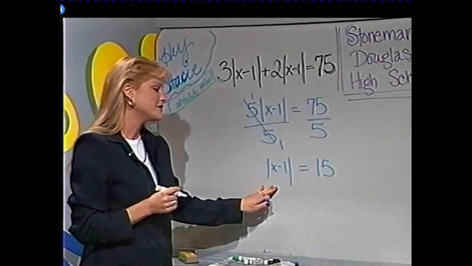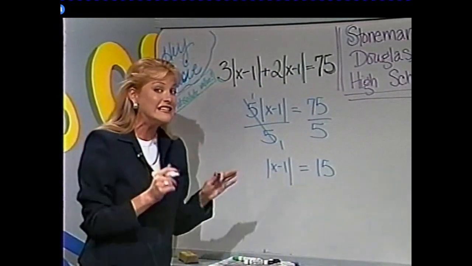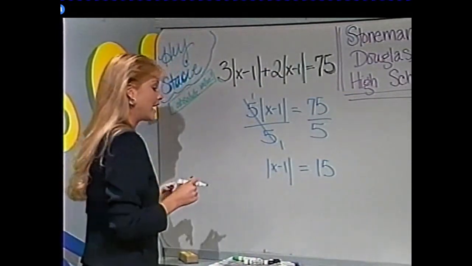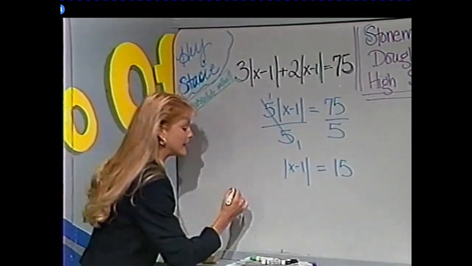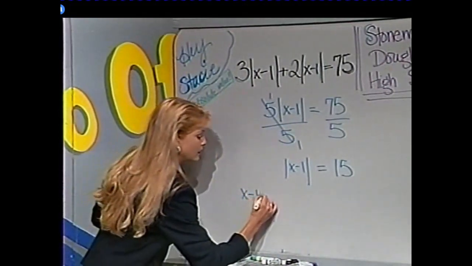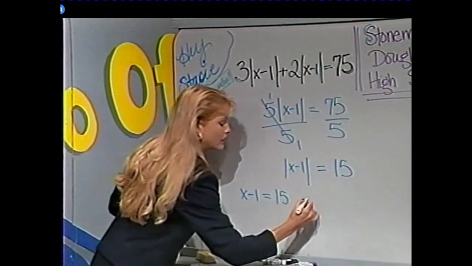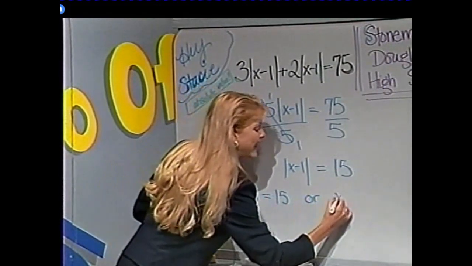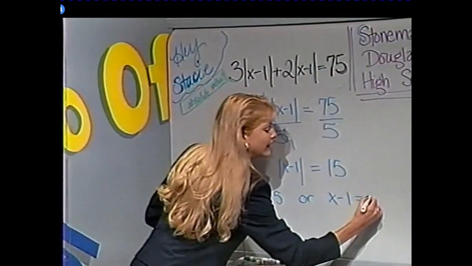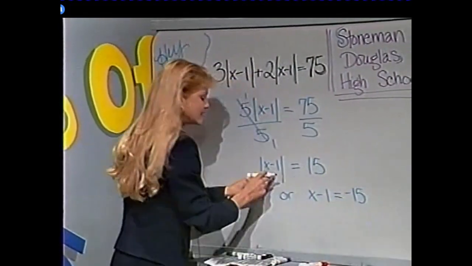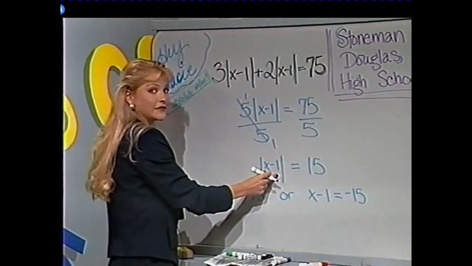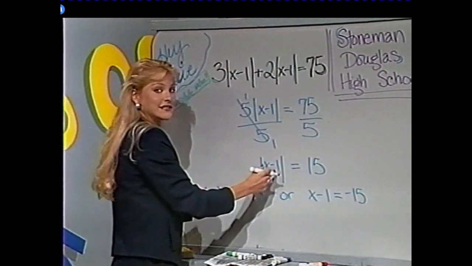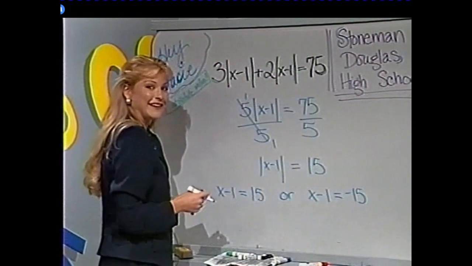Well, we have the absolute value of x minus 1 equaling 15. This is where it gets tricky, okay? You have to make 2 equations. Exactly. What are the 2 equations I'm going to make, Stacy? x minus 1 equals 15, and x minus 1 equals negative 15. Because inside these absolute value symbols, this could be 15 or negative 15. All it represents is the distance from 0, which will give us a positive 15.